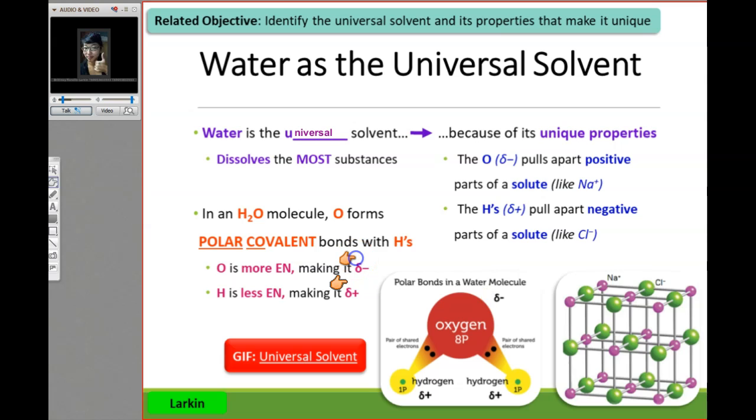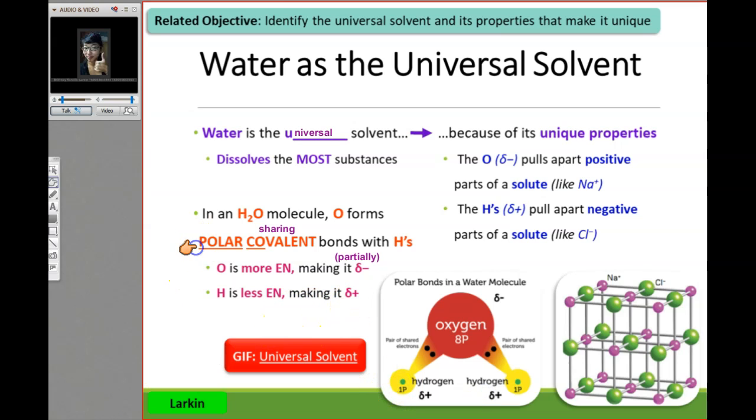Remember that this funky little Greek letter delta here means partially. It's not ionic. This is a covalent bond because they're still kind of sharing. Oxygen's a little bit more electronegative, making it partially negative, whereas the hydrogens are a little bit less electronegative. They're not as greedy. They don't hold on to the blanket of electrons quite as much, making them a little bit more partially positive.